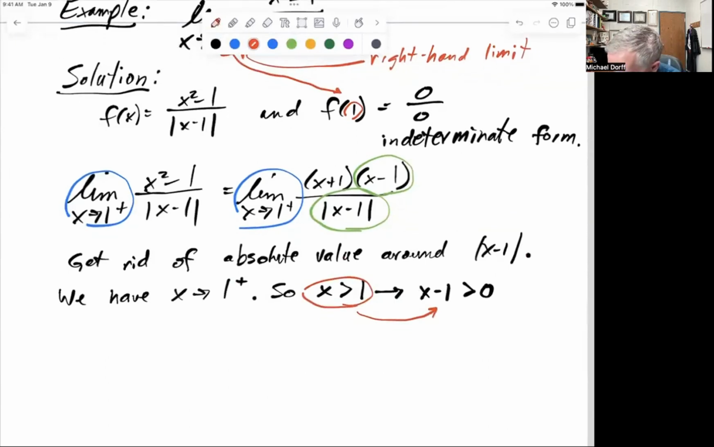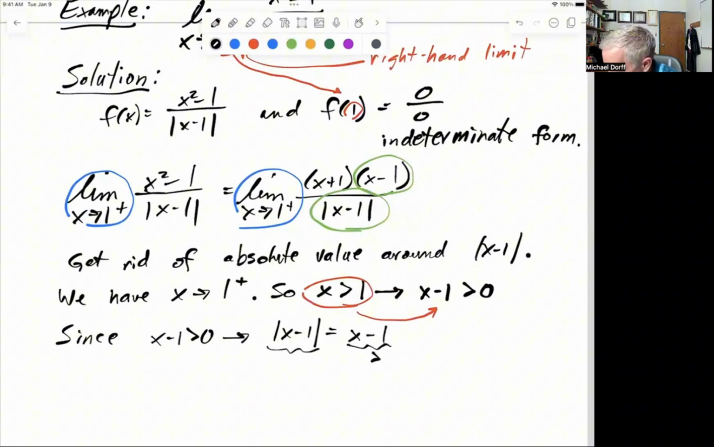All right. So since x minus 1 is larger than 0, that means the absolute value of x minus 1 is going to be equal to x minus 1, because this is greater than 0.